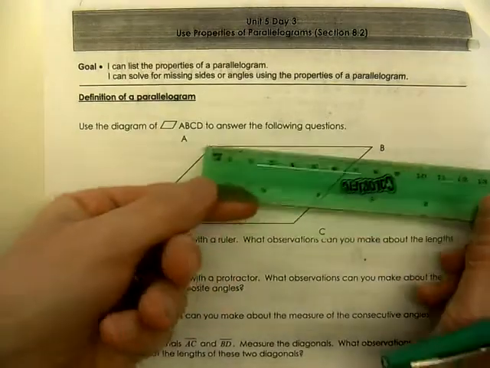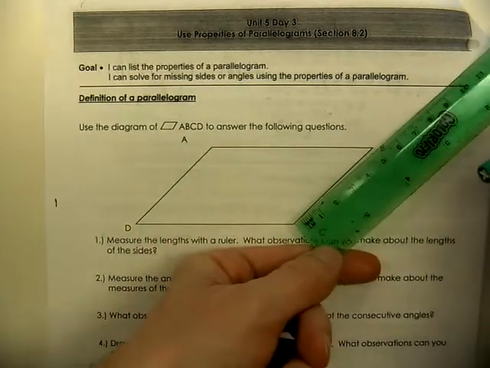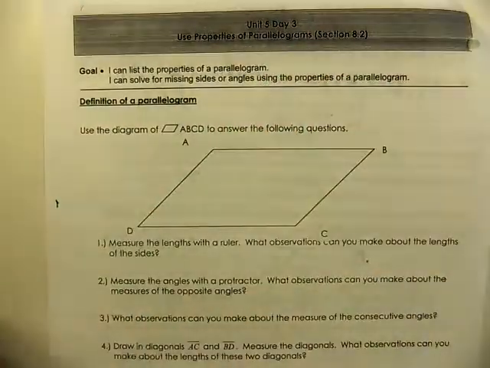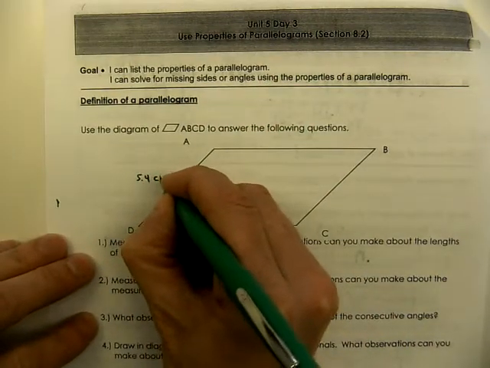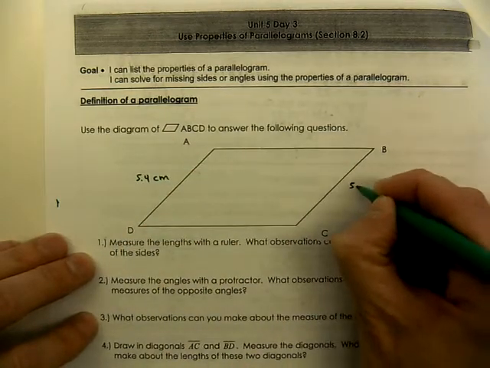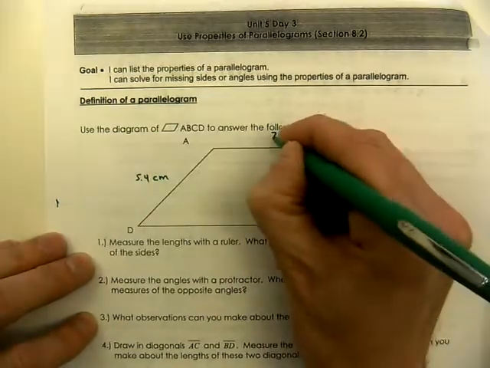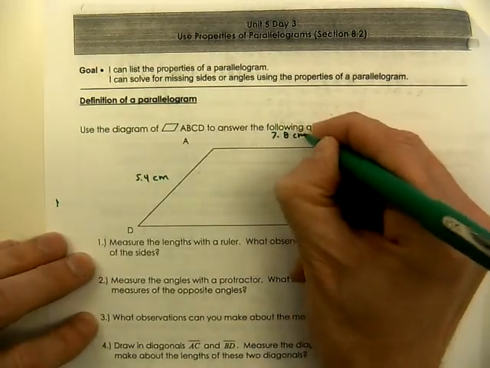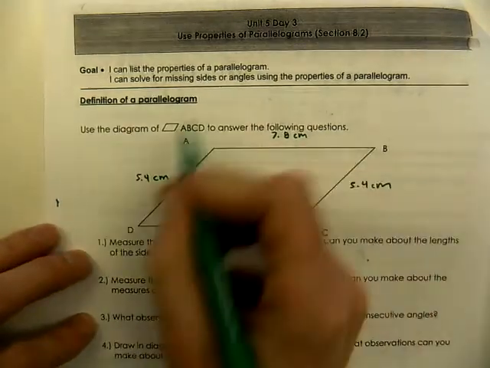I've pre-measured this already, but the concept is if we were to measure those sides, which ones would be the same, which ones would be different in length. So I have 5.4 centimeters for the left and the right side. They look to be the same. Yeah, sure enough they are. Top and bottom, 7.8 centimeters.